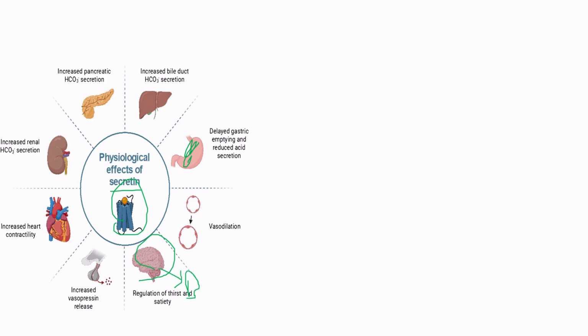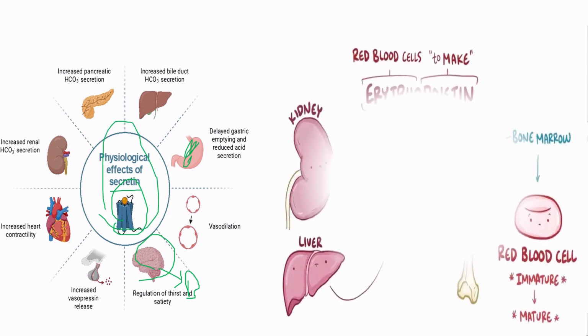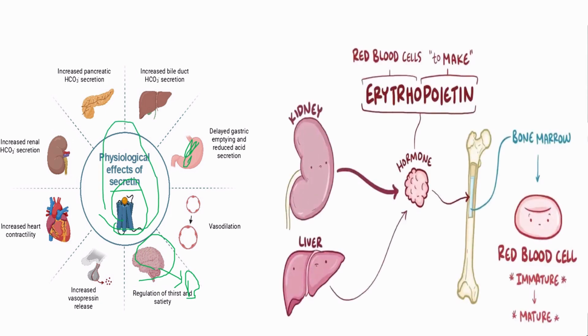Okay, so the secretin hormone has more roles in the organelles itself. Now if you move on to the erythropoietin that was given in the option here, erythropoietin is normally produced from the kidney itself. If you see here, what is the role of this erythropoietin? It is secreted from the kidney.